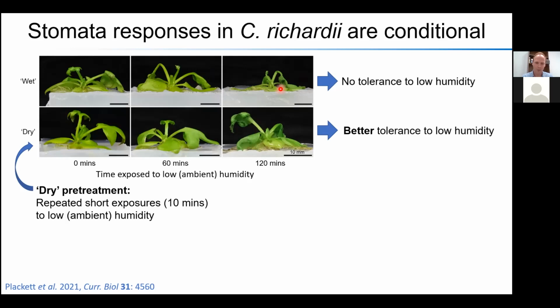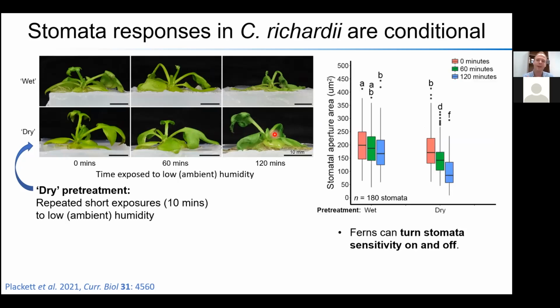And then when we repeated this experiment and took them out and put them at low humidity for 2 hours, it turned out they were much better at surviving that low humidity, which is very encouraging. And then when we actually measured the stomata area as a way of testing for response, so on the left here, we have stomata from these wet pre-treated plants. We saw no significant statistical response there over 2 hours. But in these dry pre-treated plants, what we saw is that the stomata did respond significantly in closing.